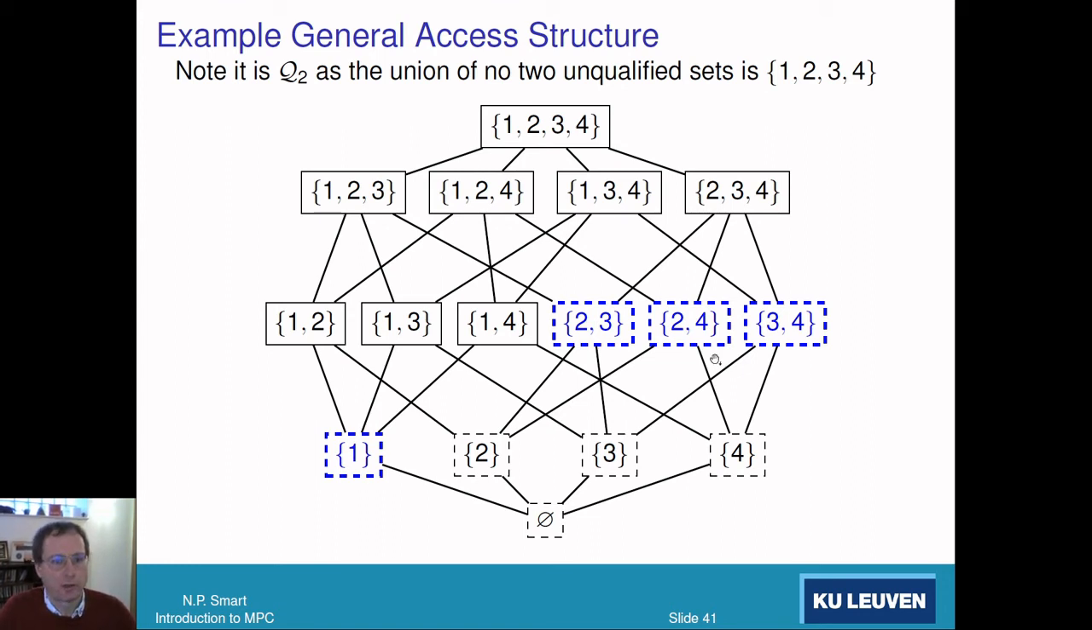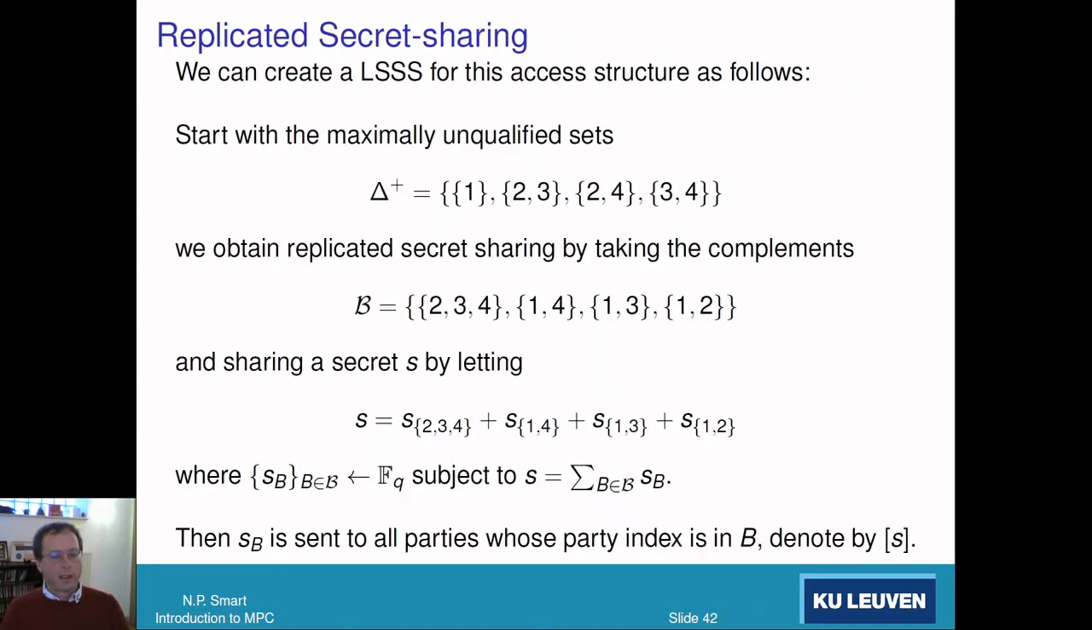It's kind of interesting. We're going to come on a bit later to why we're interested in Q2, but at the moment just think that every non-full threshold scheme we're looking at is going to be Q2 for a reason. Given that access structure on the previous slides, can we come up with a secret sharing scheme for it? It turns out we can, by a general construction which gives us a replicated secret sharing scheme.